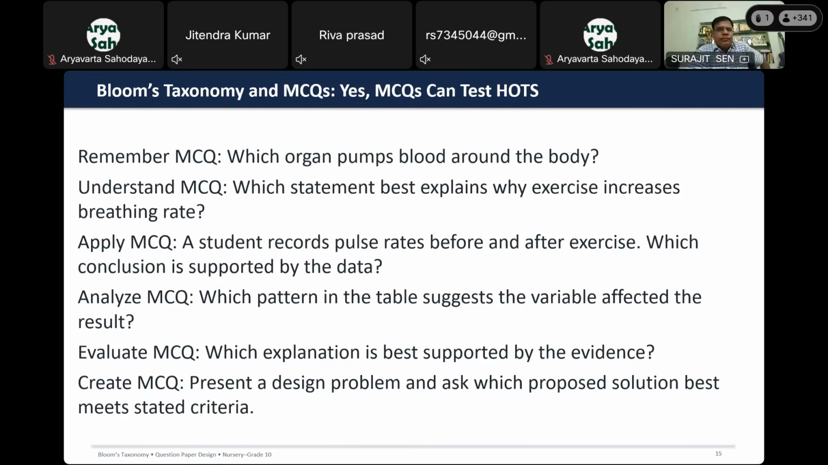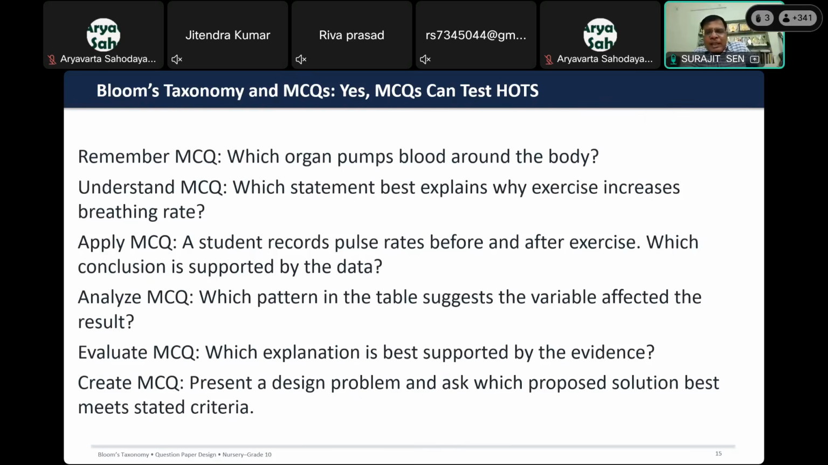Remember MCQ. I'm again going through the various aspects of learning. Which organ pumps blood around the body? This is a simple one. The heart pumps blood around the body. Understand: which statement best explains why exercise increases breathing rate? There may be some statements given related to the heart. Apply: a student records pulse rate before and after exercise. Which conclusion is supported by this data? So how much energy is used by heavy work and all these things.